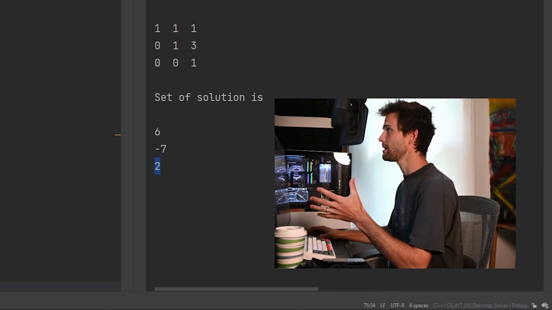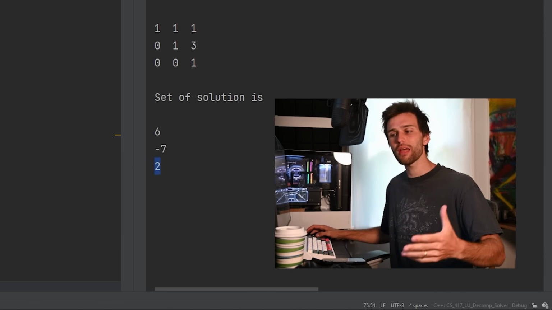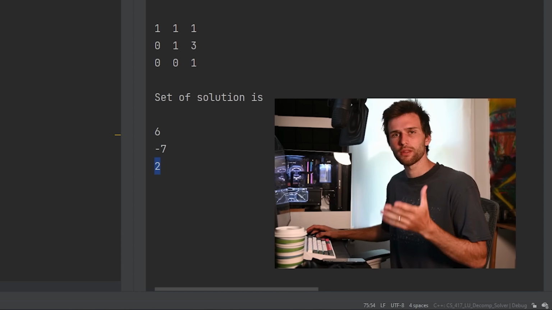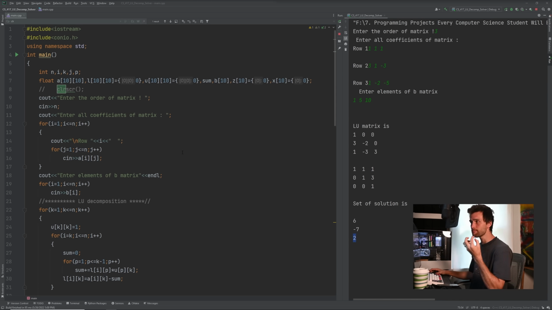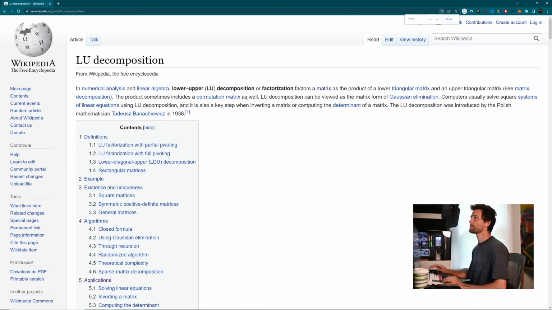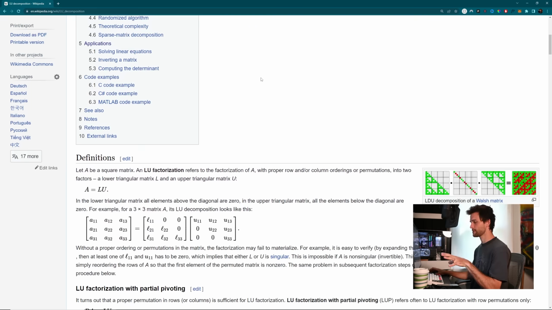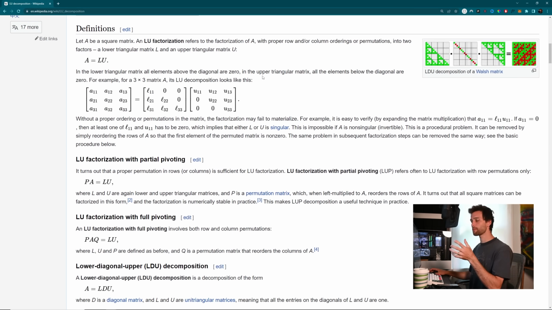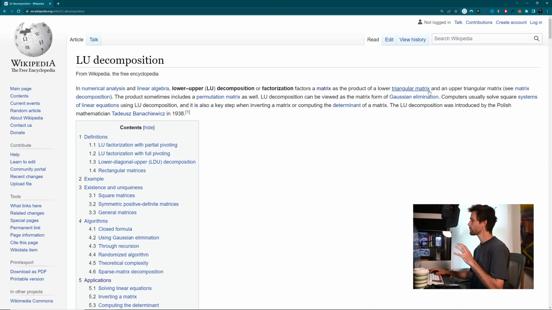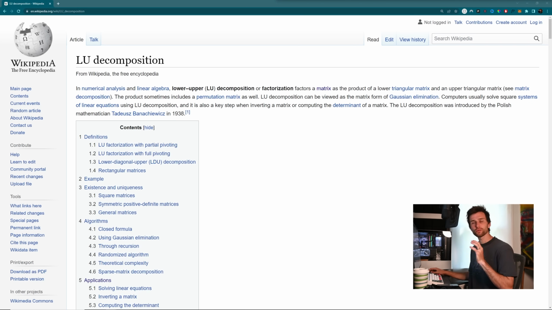So how does this math and other math that you learn as a computer science student apply to computer science itself? And how do you implement those via code? Well, in this case, we take a strictly mathematical topic, LU decomposition, whereas in numerical analysis and linear algebra, it factors the matrix as a product of the lower matrix and the upper matrix to find the solution. And as it says right in the Wikipedia article, computers usually solve square systems of linear equations using LU decomposition. So it's very heavily used on the numerical side of computer science in numerical analysis. And I believe it's used in principal component analysis as well as linear discriminant analysis.